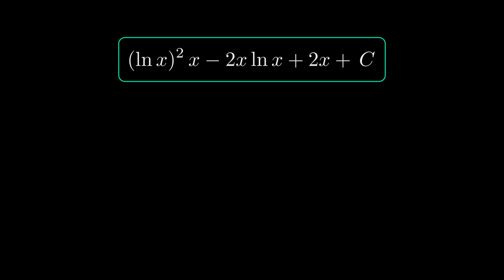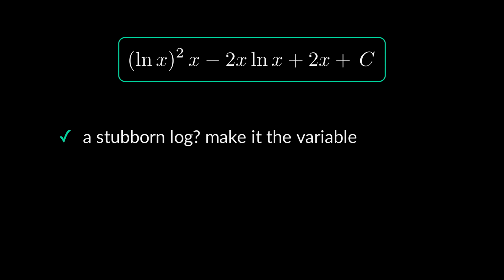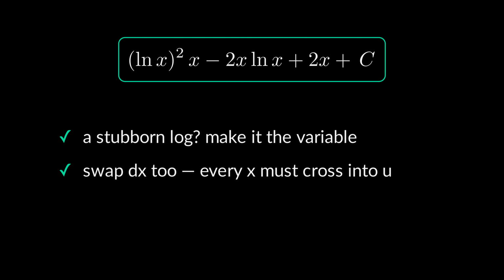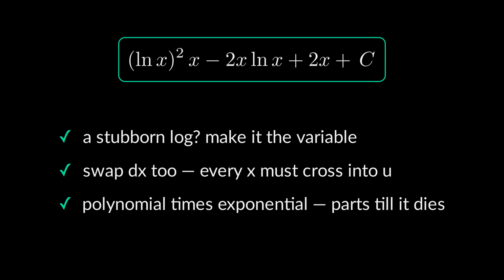So, the takeaways. When a log blocks the road, make the log your variable. When you swap, swap dx too, and any leftover x becomes e^u. And when a polynomial meets an exponential, parts until the polynomial dies. That's the whole game.